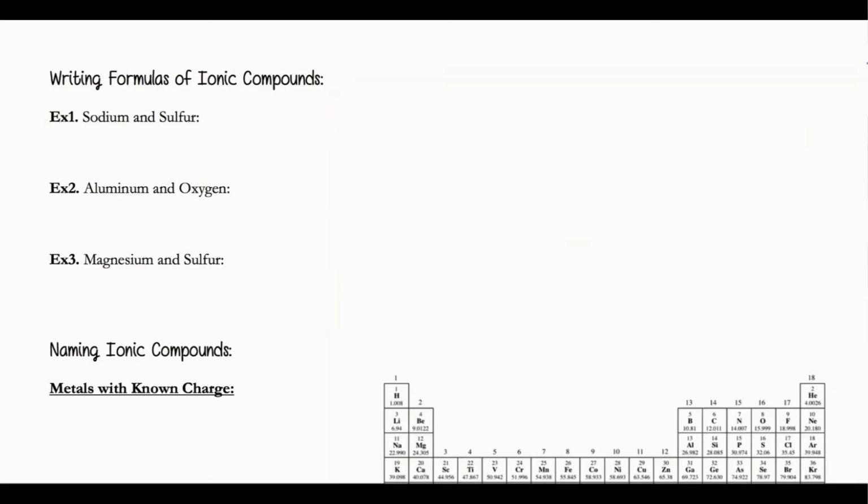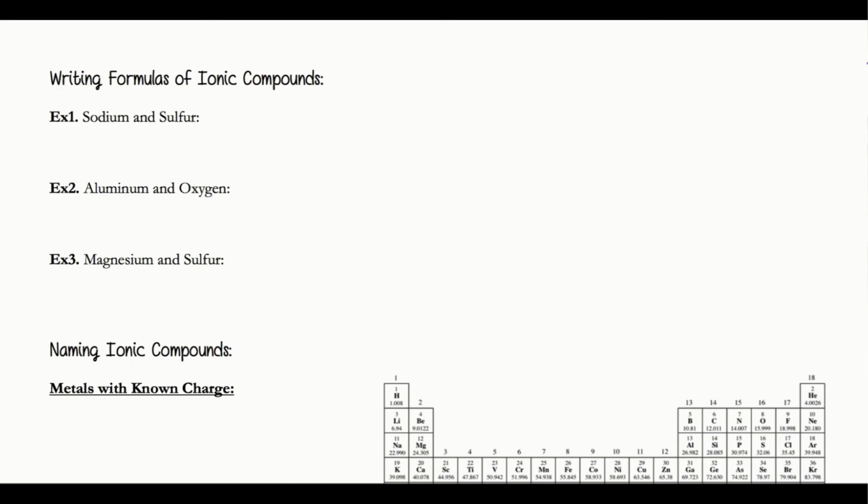So this will be a two-part lesson, two different videos in which I explain how to write the formulas and the names for ionic compounds. Now remember, in the last lesson we learned that ionic compounds are going to be between a metal and a non-metal. The metal gives up its electron or electrons because it has a lower electron affinity, and the non-metal is going to accept the electrons because it has a higher electron affinity.